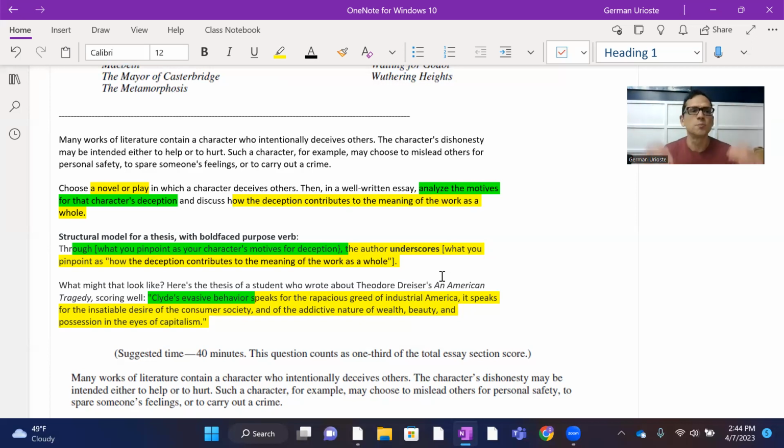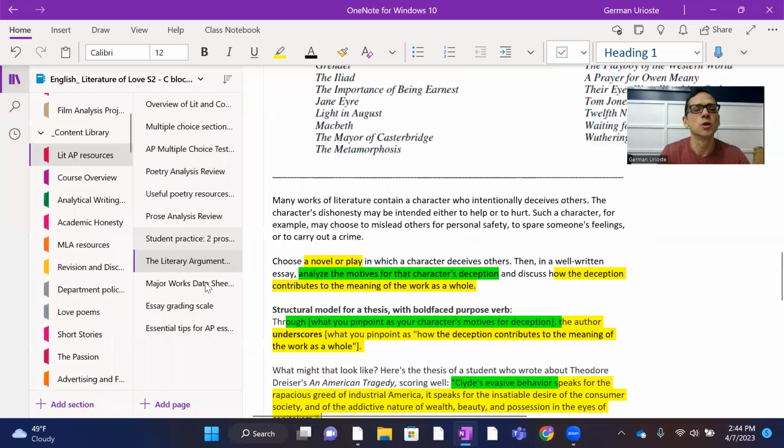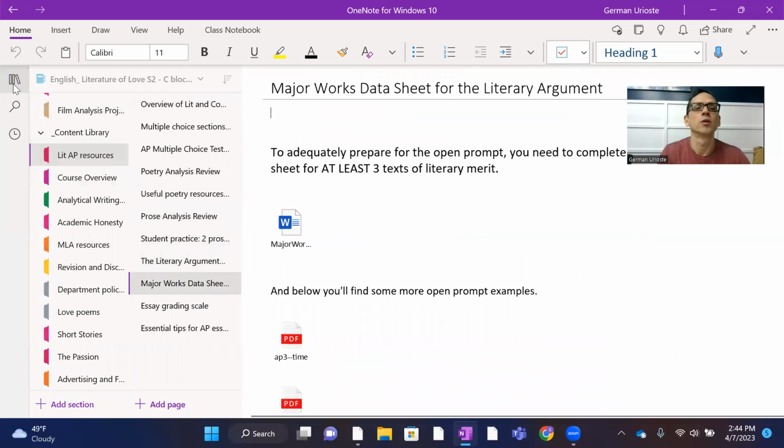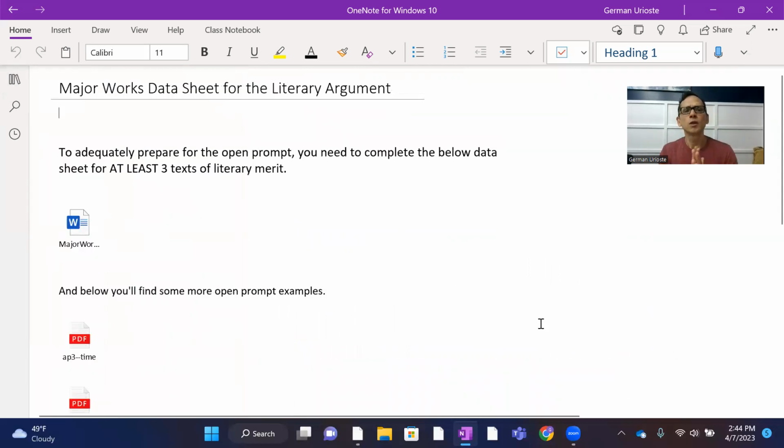Now, you are probably wondering right now, well, how on earth do I even prepare for this? What am I supposed to do to be ready for this? And I want to draw your attention to this next page, the major works data sheet with the literary argument, right? Now, to prepare for this is the one part of the test over which you have the most control, because if you don't prepare for the literary argument at all, you're going to be stuck, right?